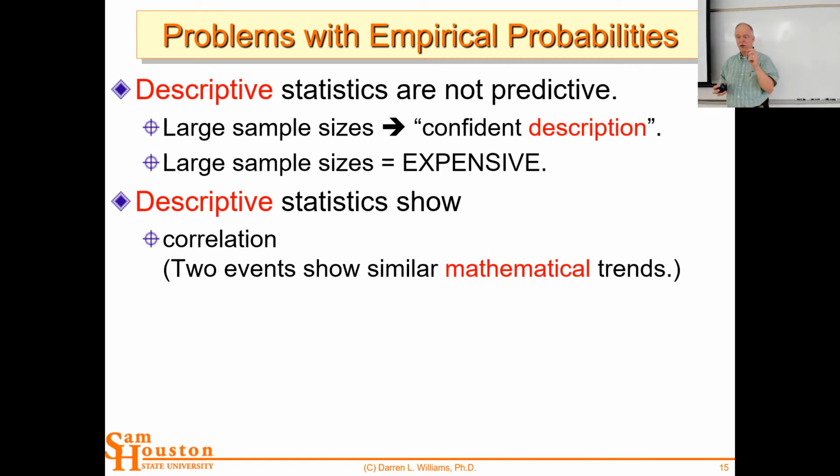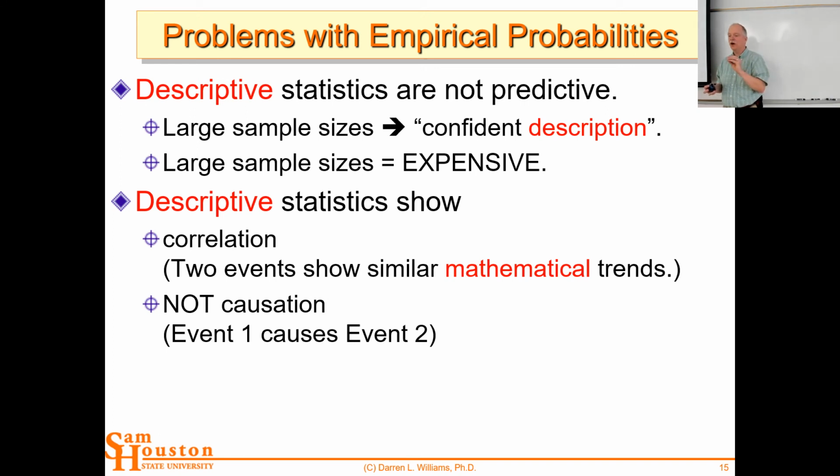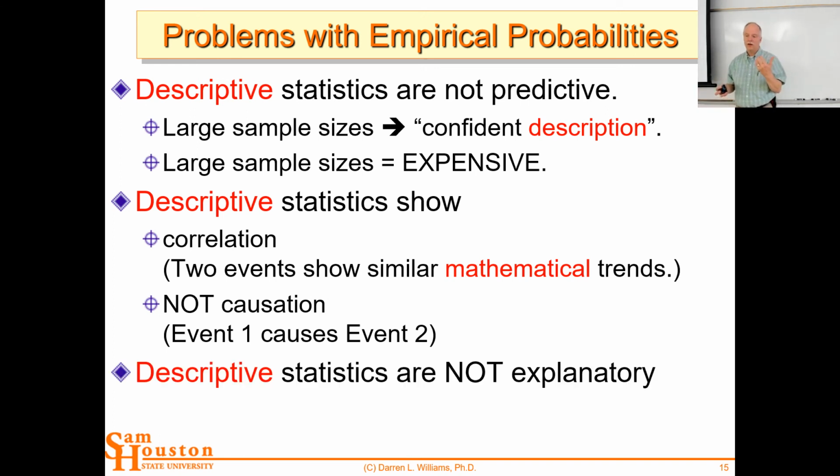Descriptive statistics show correlation, that these two events have a trend between them. That there's somehow a trend, but they don't give you causation. Event 1 causes event 2. And descriptive statistics are not explanatory. They just describe the trends. They don't explain them. That's where your mind comes in as a scientist, trying to figure out how event 1 is related to event 2. And in fact, an explanation in chemistry many times is a reaction explanation. It is a mechanism.